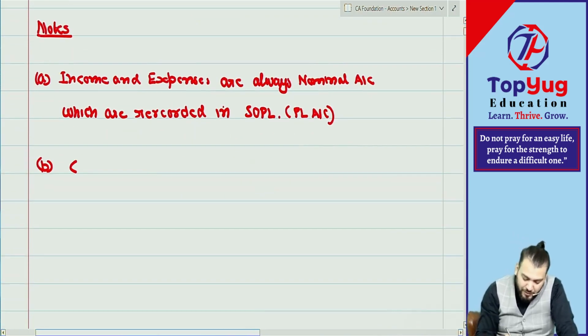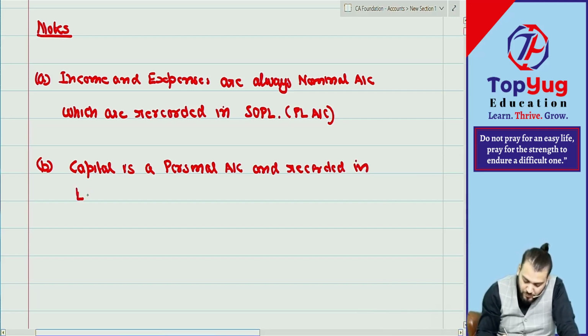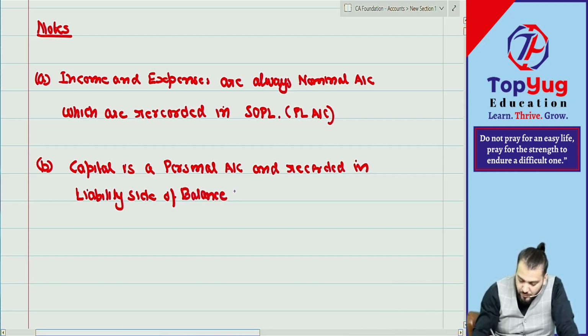Then write down capital. Capital is a personal account, correct, and recorded in the liability side of balance sheet. Understood?